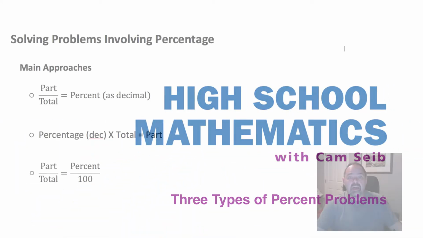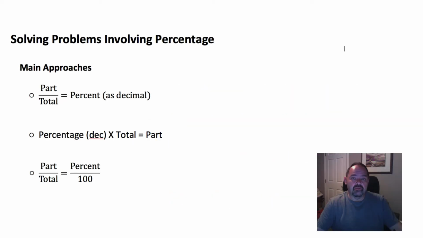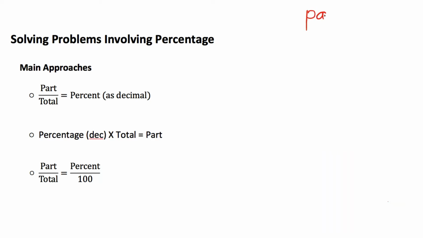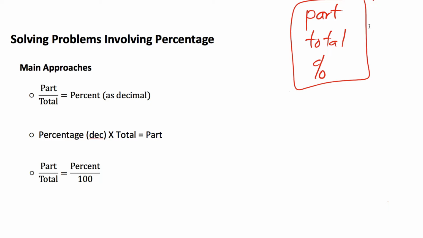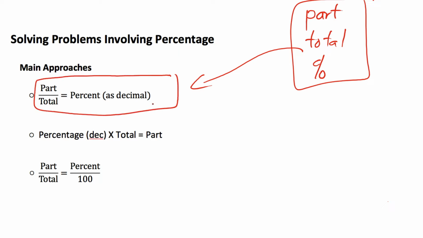We want to look now at solving a variety of problems involving percentage. And we know percent calculations always involve three elements: the part, the total or base amount, and the percentage itself. And the formula that ties all these together, of course, is the fact that part divided by total gives us our percentage as a decimal. And we can then take that decimal, multiply by 100 to get our percent.